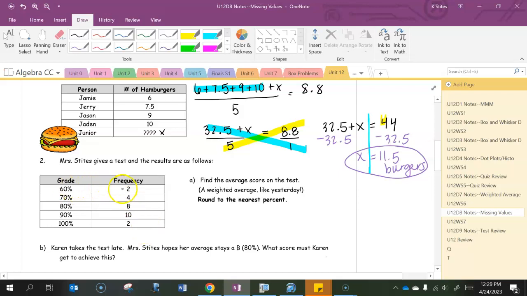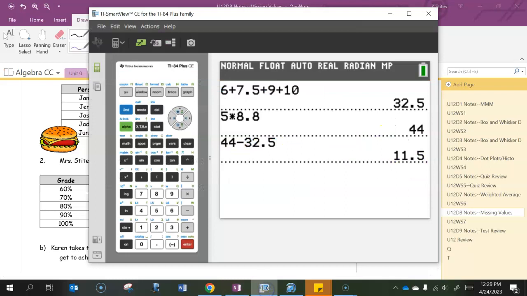So there are 2 60%. We're going to multiply those. That gives us 120. 4 70%. Multiply those. That gives us 280. 8 80%. That's 8 times 8. So that's a 640. 10 90%. That's a 900. And 2 100%, that's a 200. And we're going to add all of those values up.